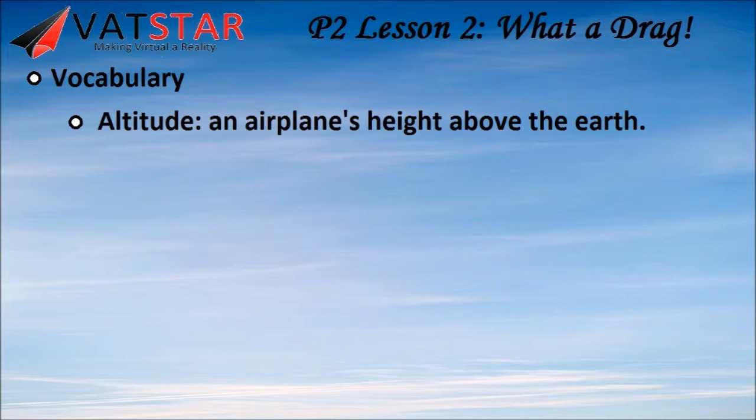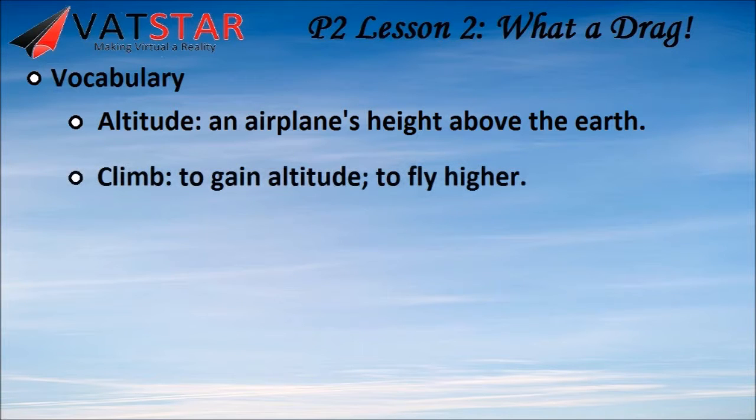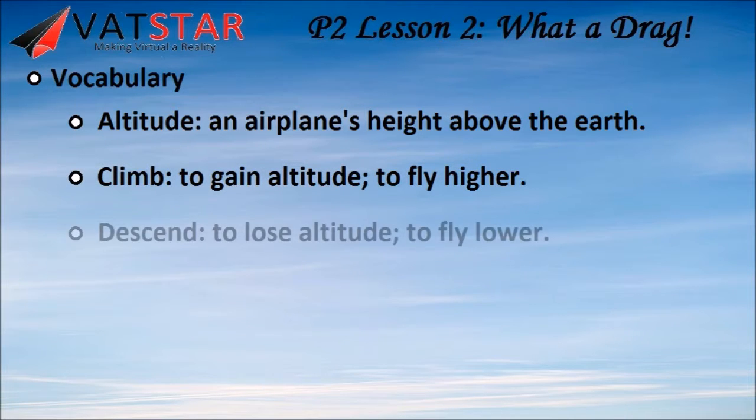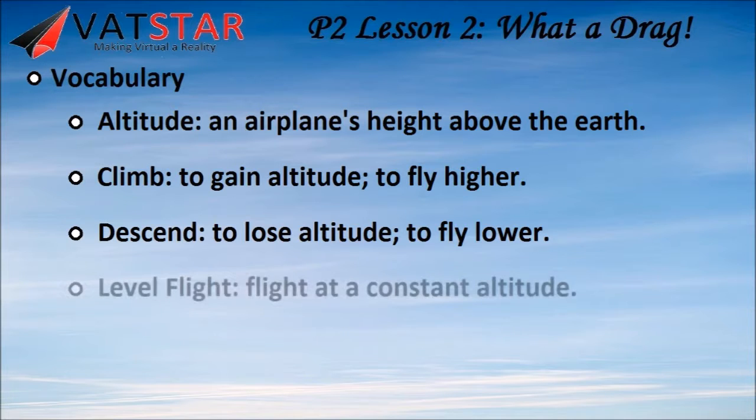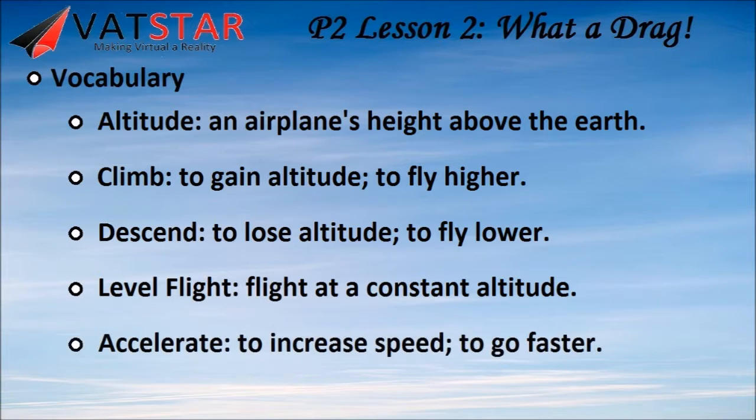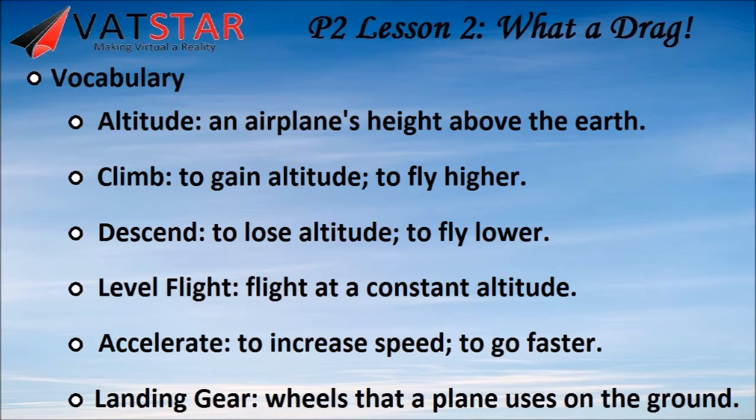Let's start with a few vocabulary words. Altitude, well, that's how high you are. Of course, if you're in Denver, you're higher than most of the rest of us, but that's another story entirely. There's more detail to altitude that we'll get into later, but for now, height above the Earth is good enough for starters. When you climb, you gain altitude, you go higher. Losing altitude, flying lower, heading back toward the Earth, that's all referred to as descending. Level flight is what you're doing when you're maintaining a constant altitude. You're neither climbing nor descending. Accelerate, well, that means to go faster, in this case to gain airspeed. And landing gear, well, those are the plane's wheels.